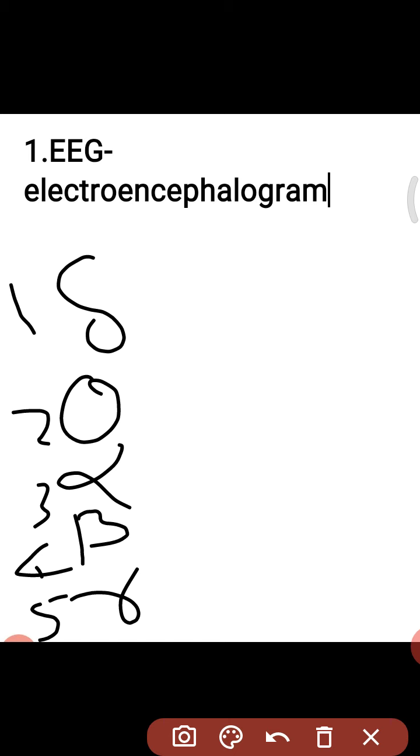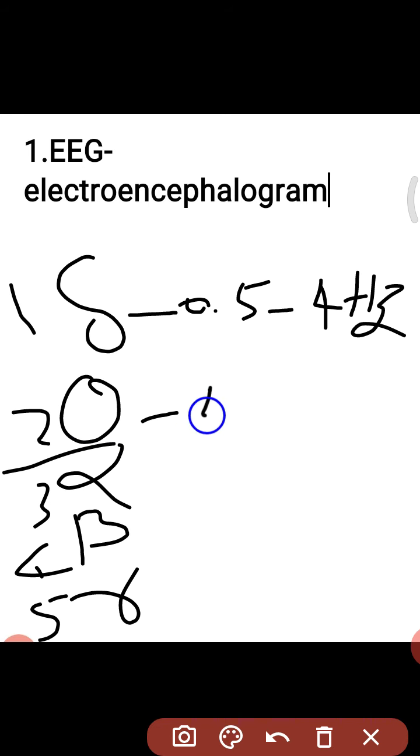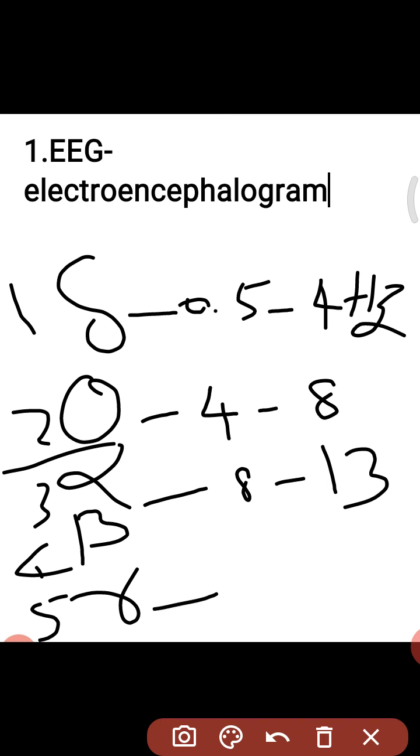What are the different ranges? The delta wave's general range is 0.5 hertz to 4 hertz. The second one is the theta wave, 4 hertz to 8 hertz. The alpha wave is 8 hertz to 13 hertz, and gamma is 22 hertz to 30 hertz. These are the different frequency ranges.